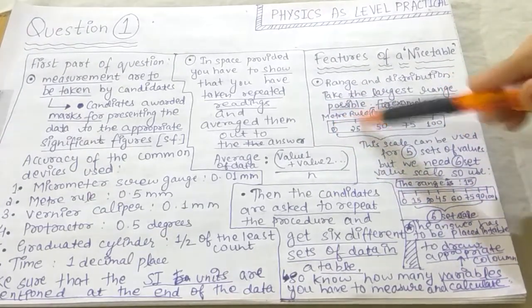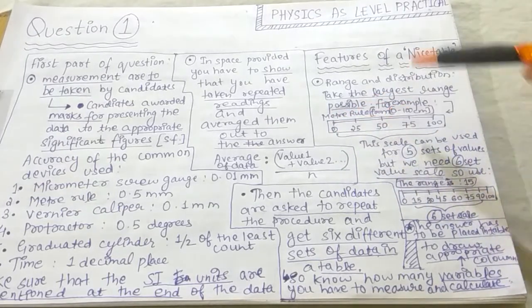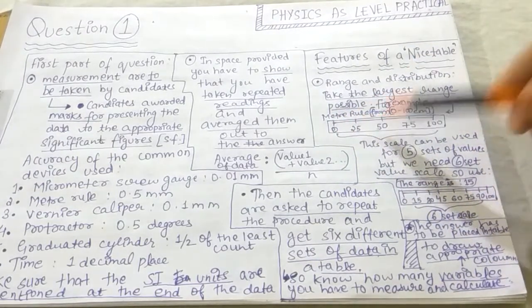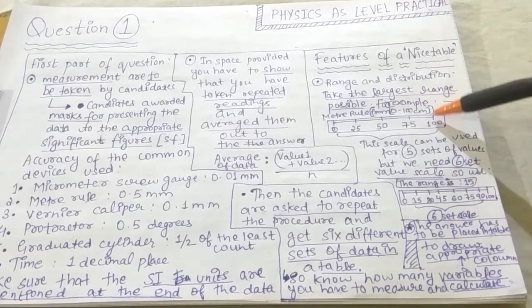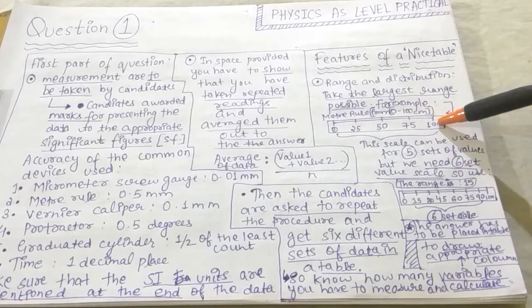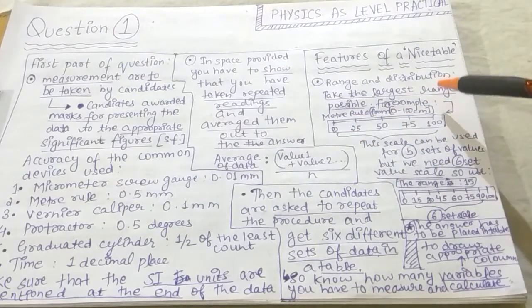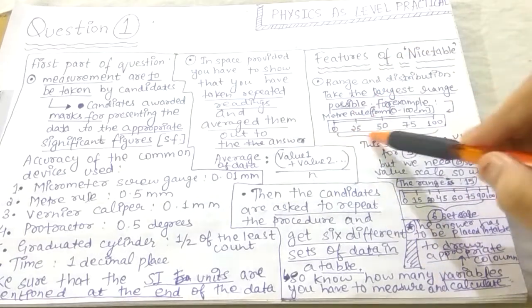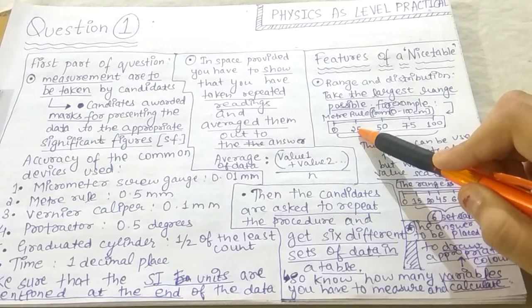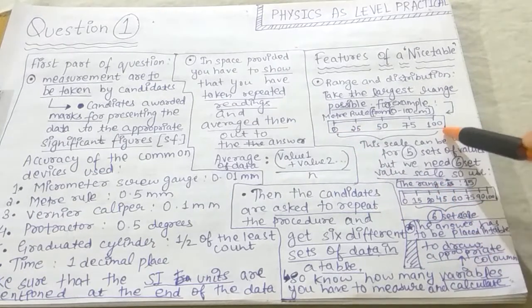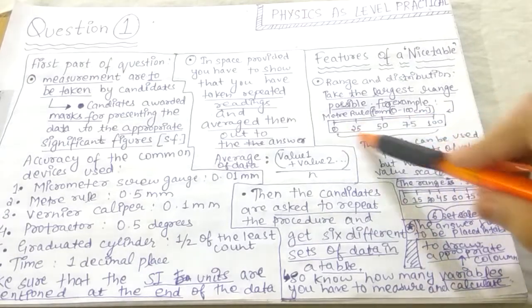So 0 to 25, you have 25 here. If you go from 25 to 50, you have 25 difference here. Then 50 to 75, you have 25 difference, and then 75 to 100, you have 25 difference. So the range is 25, okay? Between each of your readings, you have a gap of 25 units. Now, these are 5 sets.